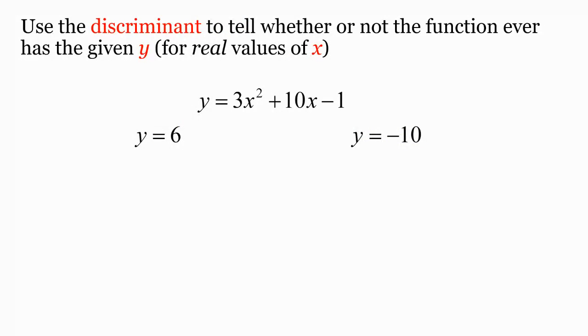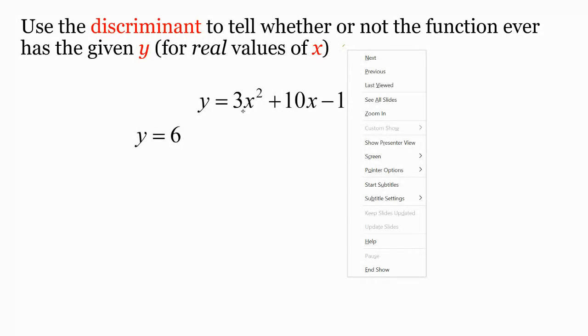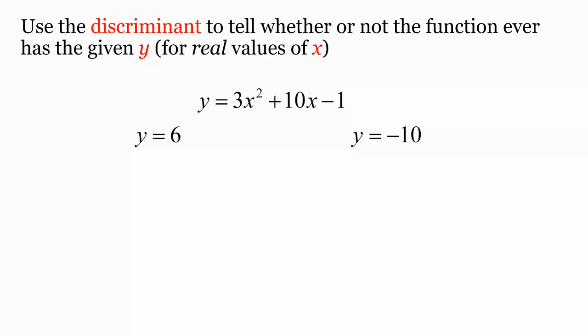Okay. So we're going to use this same reasoning, discriminant reasoning, to tell whether or not the function ever has the given y values, right? So will this ever equal 6? Well, when you're finding solutions, you're saying, will y ever equal 0? Right, so will y ever equal 6? Well, let's find out. 6 equals 3x squared plus 10x minus 1.